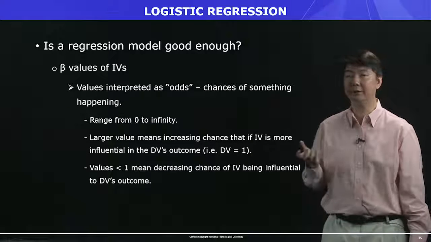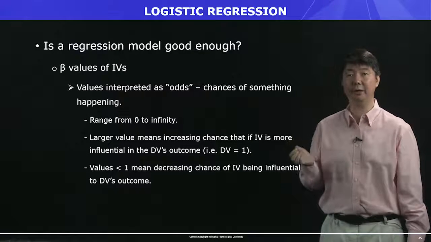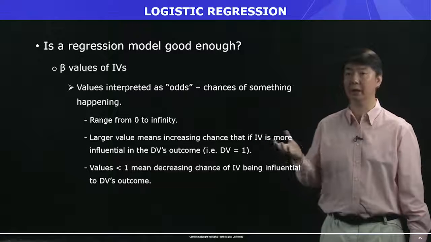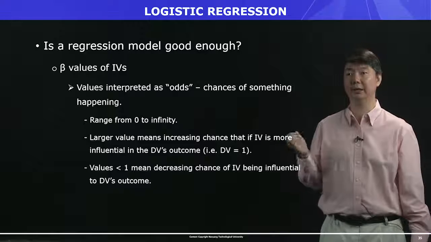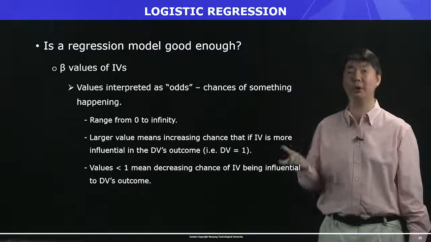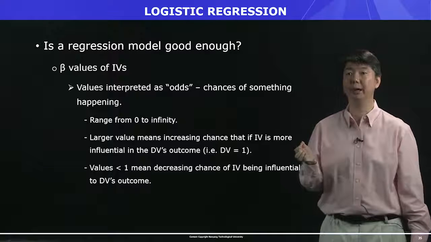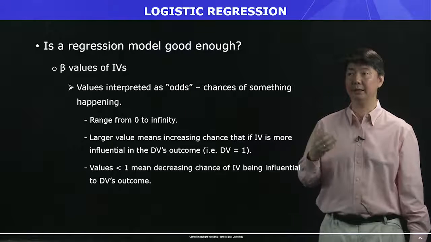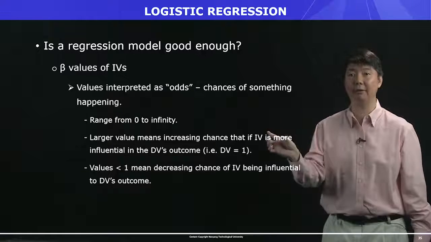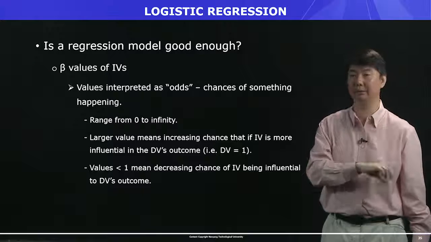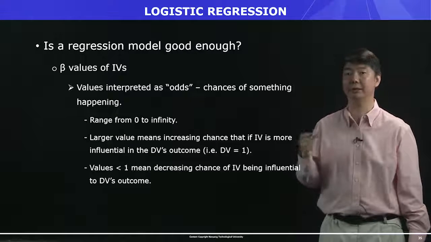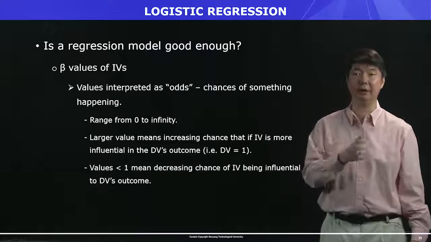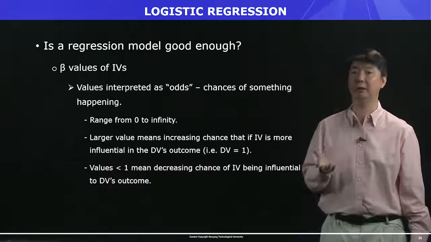Now the thing here is that different from linear regression, the beta values are from 0 to infinity, and you interpret the beta values differently. The values are interpreted as odds, chances of something happening. So the larger the beta value, it means that the larger the influence of the IV over the DV outcome. So let me repeat that. The larger value means there's an increasing chance that the IV is more influential over the DV's outcome. So in this case, we are predicting DV to be 1.